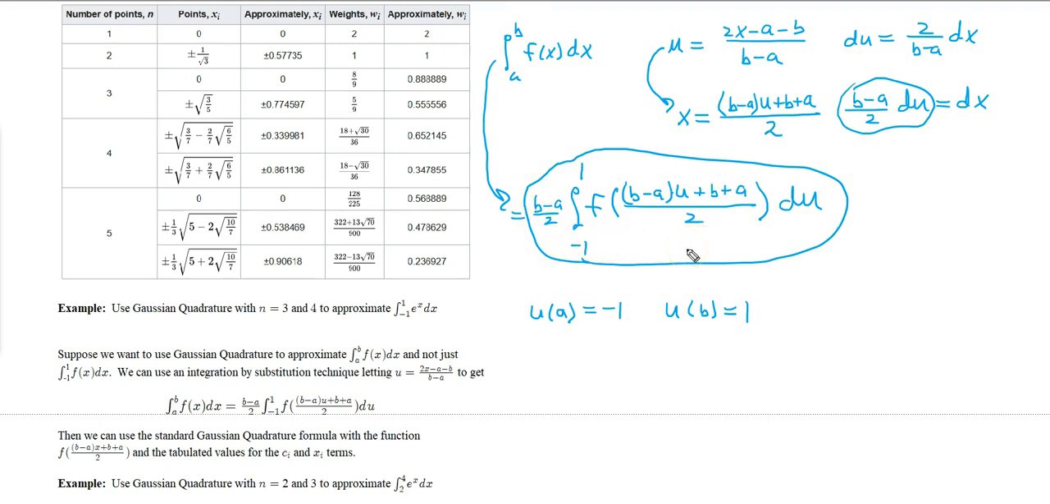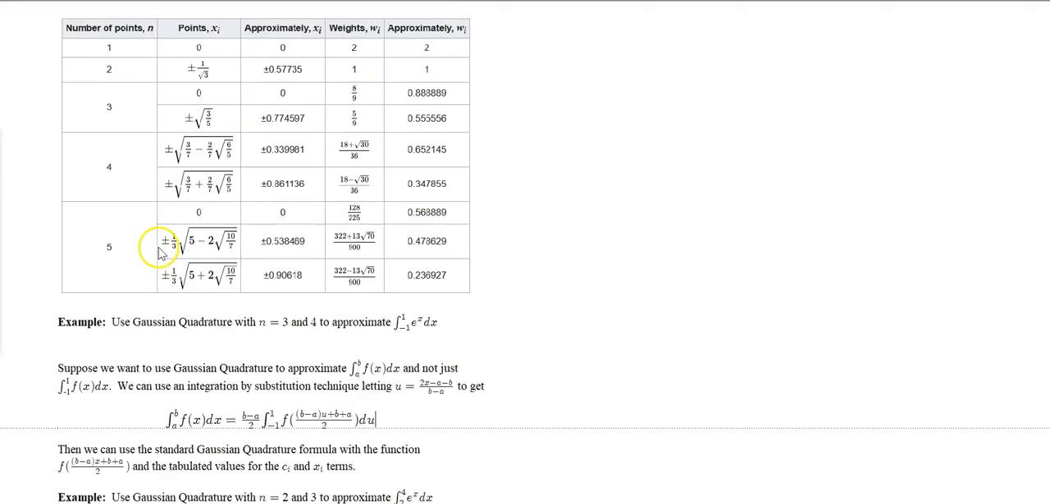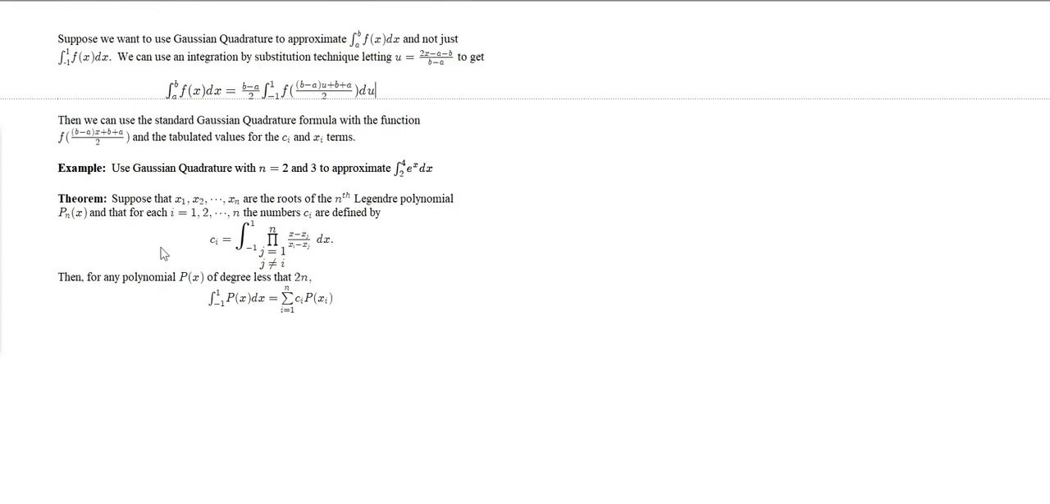So let's take a look at an example. Here, for this example, we want to use Gaussian quadrature with n equaling 2 and 3 to approximate the integral from 2 to 4 of e to the x dx. So we're going to use this formula right here.